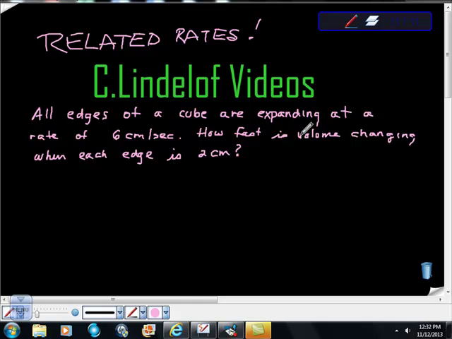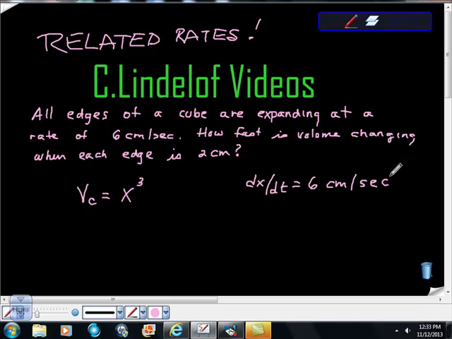So they're giving us these edges, to say the edges of a cube are expanding at a rate of 6 centimeters per second. If you don't mind, I'm going to start with the volume of a cube. Volume of a cube is x cubed, isn't it? So that's the volume of a cube. Therefore, looking at what they gave us, dx/dt is equal to 6 centimeters per second, right?